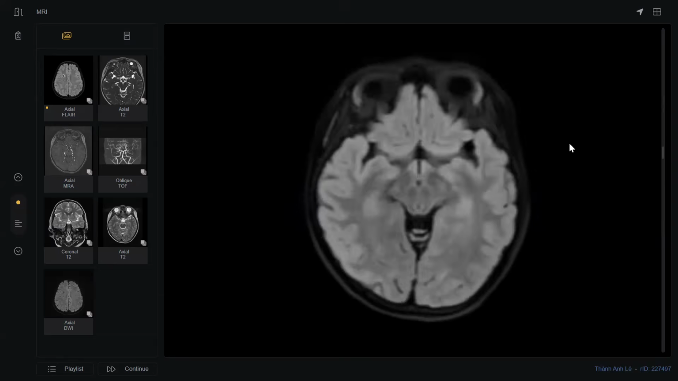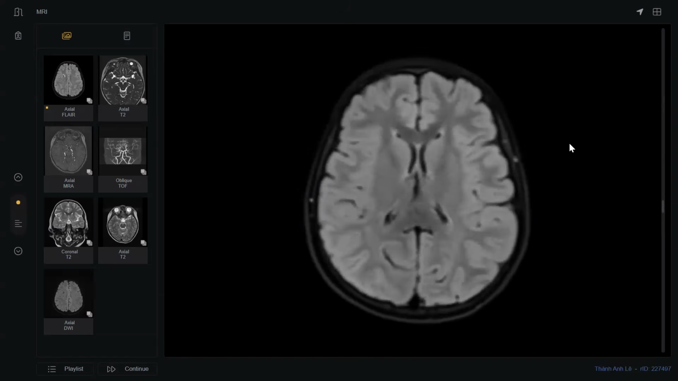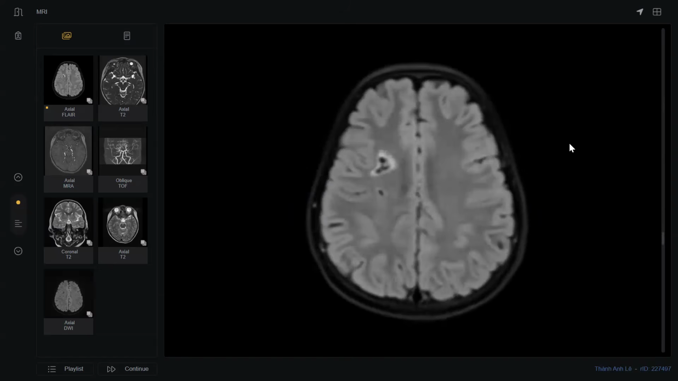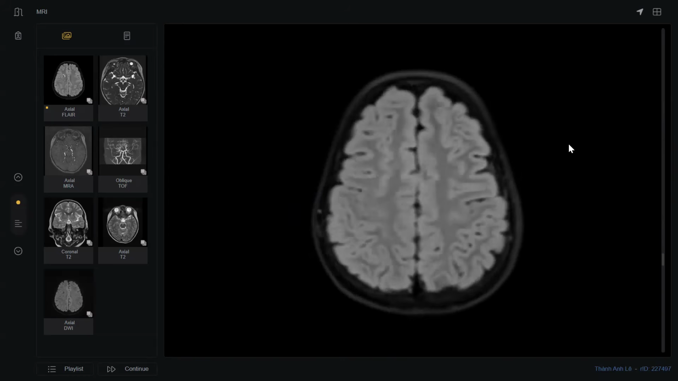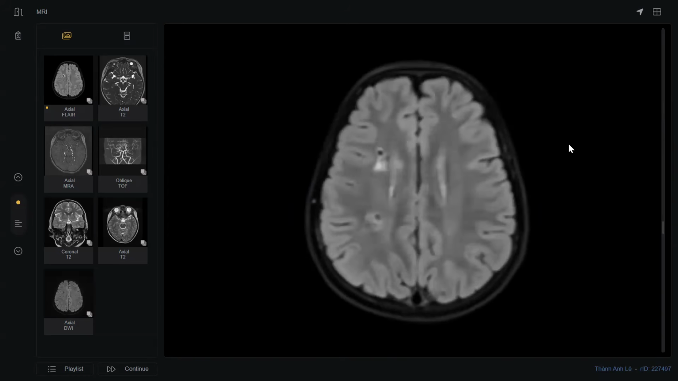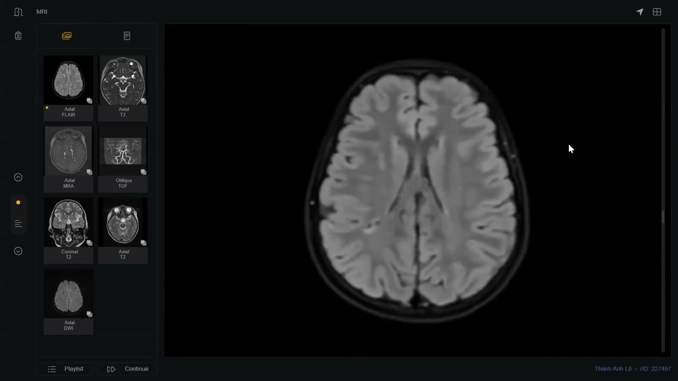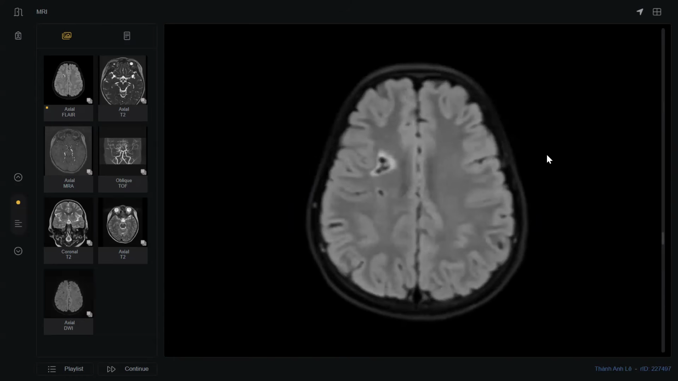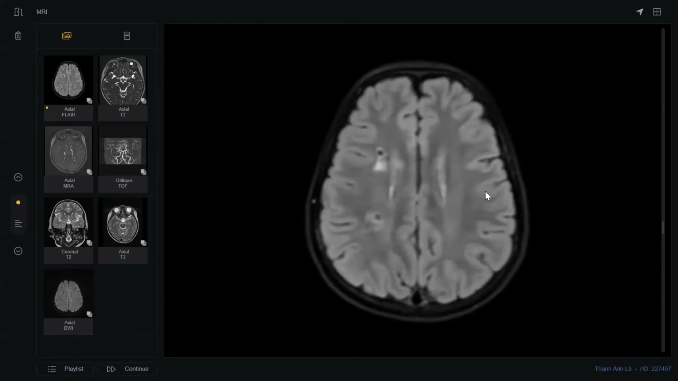And coming back to this lesion, in my routine practice, I would like to compare with other images like T2 or DWI to take it further. Where is the lesion, doctor? The lesion is present in the right, I think, centrum semiovale region on the right side.